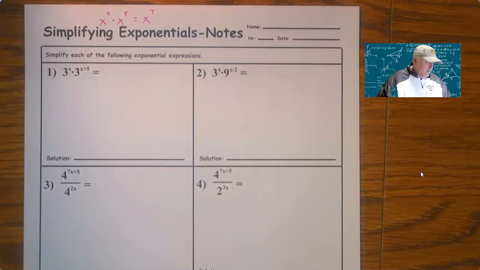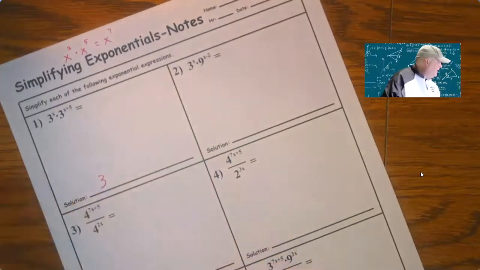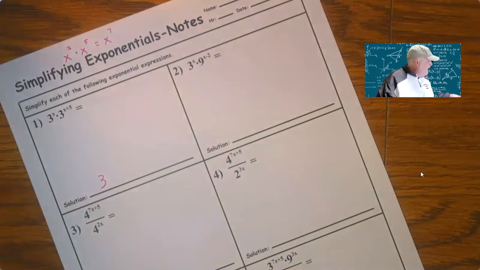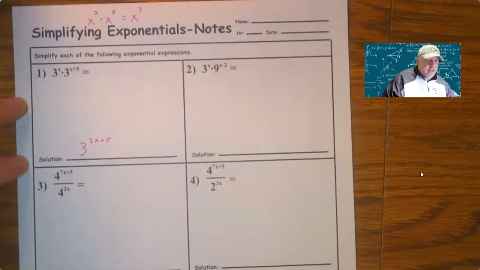So notice that problems 1, 3, and 5 all have the same base. So I'm going to attack those first, and then I'll show you what to do if the problems have a different base. If you have the same base, you're literally going to do what I just did. You're going to keep the base, and then add together whatever those exponents are. So x plus 5, and that's 2x plus 5. Done.